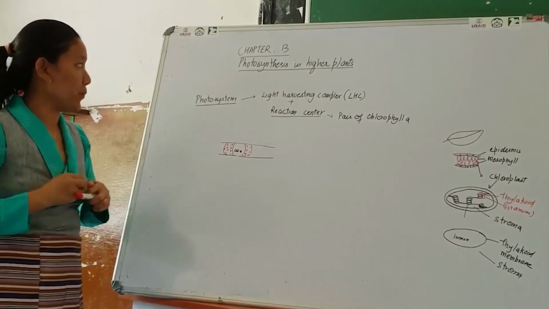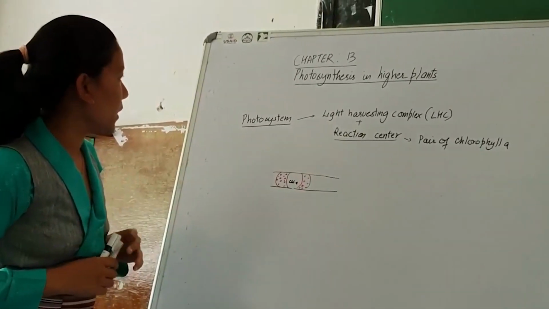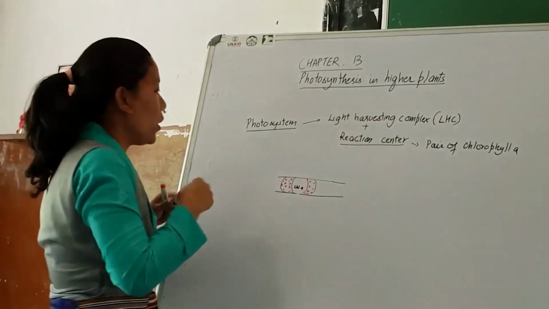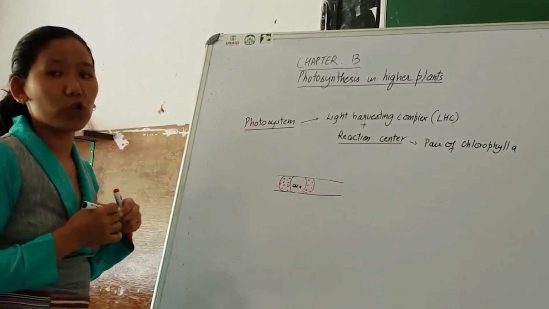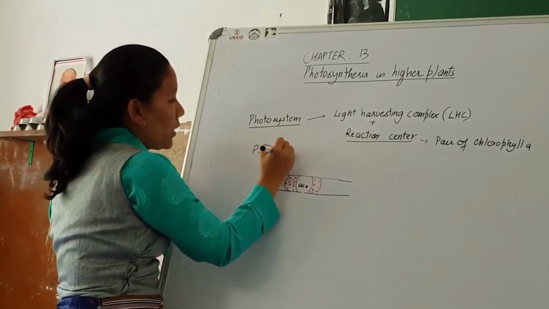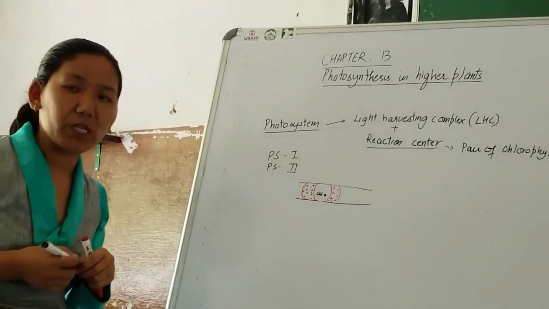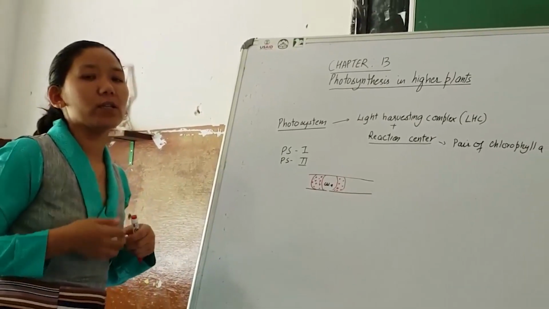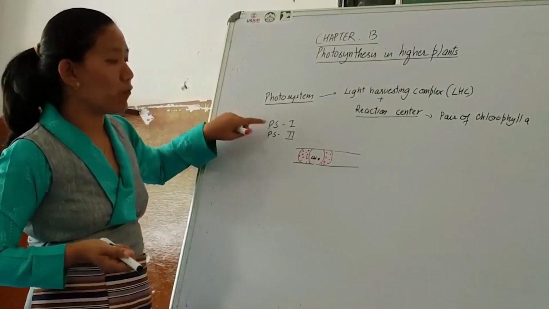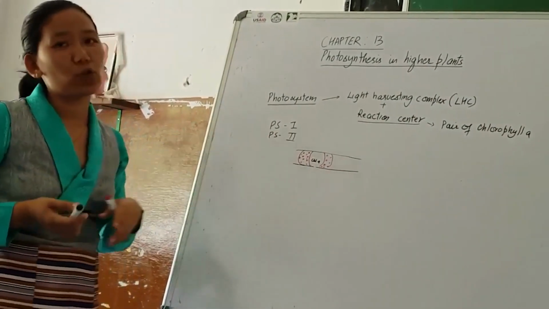So this photosystem is a very important part in the light reaction of photosynthesis. Okay, we have two types of photosystem: photosystem 1 and photosystem 2. And they are so named according to the sequence of their discovery, not according to the sequence of their function. So photosystem 1 was discovered first, so named photosystem 1, and photosystem 2 was discovered later, so named as photosystem 2.